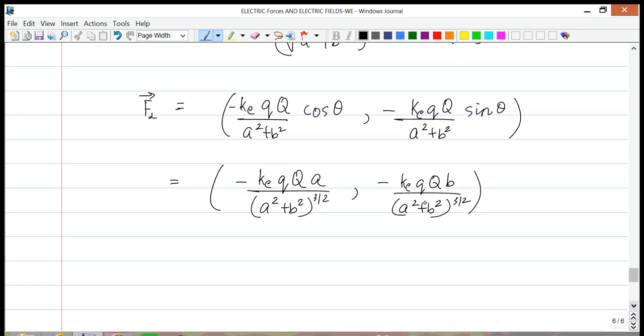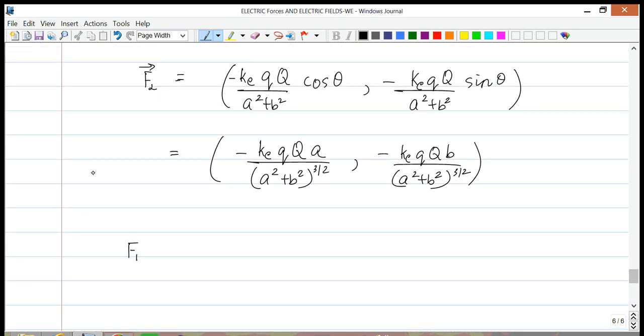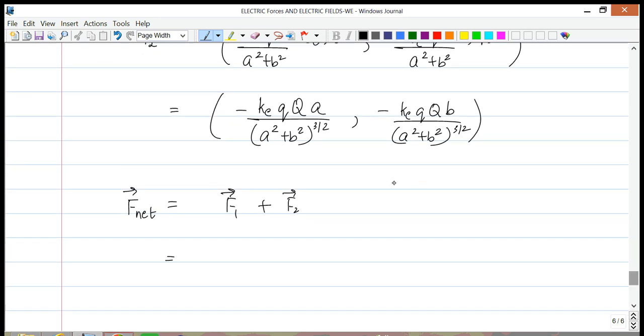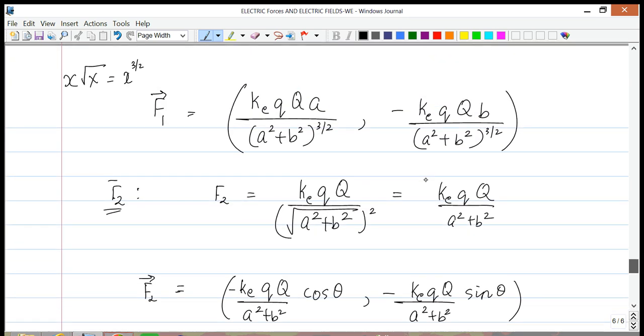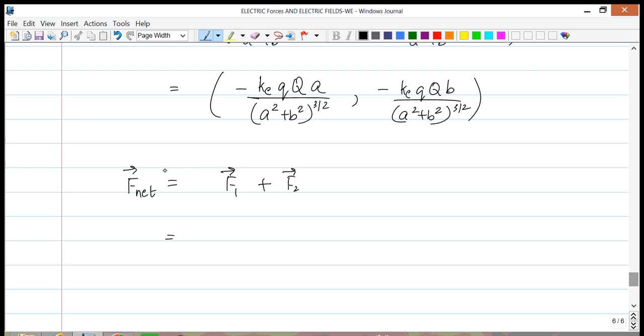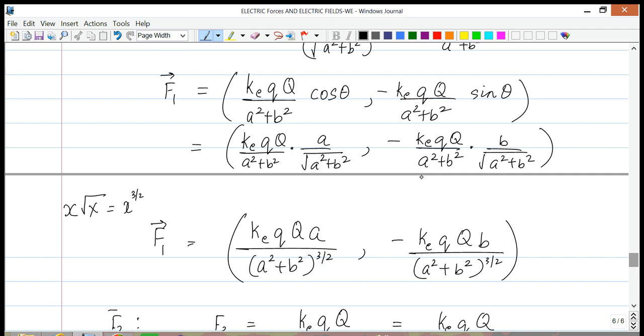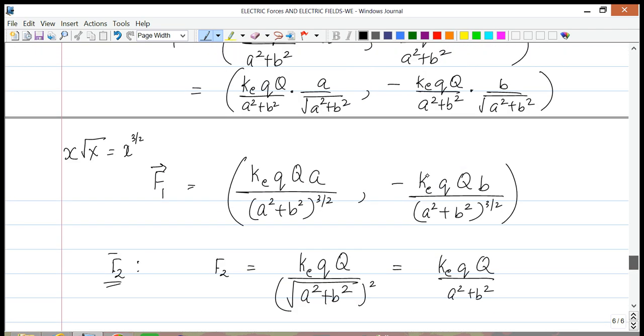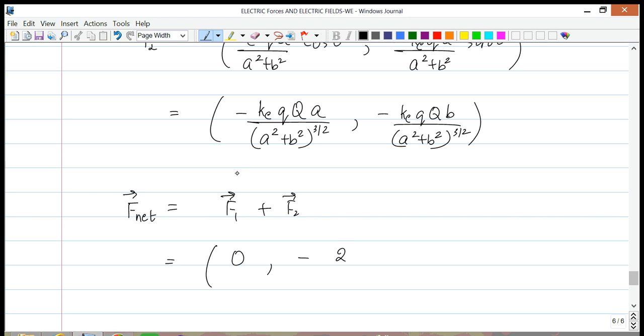Great. Now we have the components in full vector form. Let us find Fnet. Fnet once again is going to be the sum of the two, F1 plus F2, and this gives us the following. If you look at the expressions, the x component of F1 and the x component of F2 are identical, except there is a negative sign. So when I add them up, I get 0. On the other hand, the y components have the same value and the same sign, so we can combine them and rewrite this as 2 KeQQB over (A squared plus B squared) to the power 3/2.